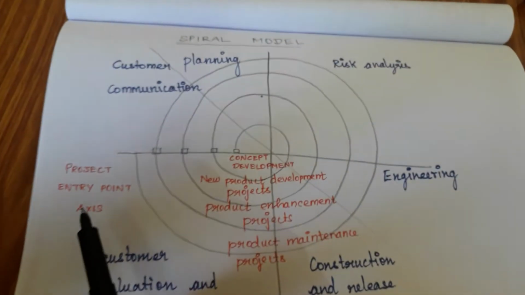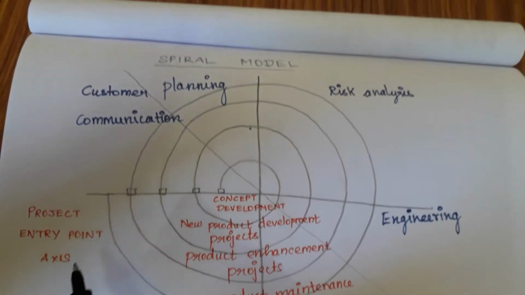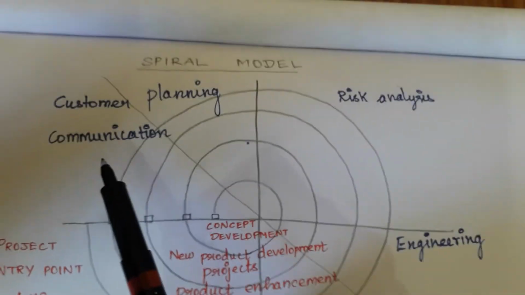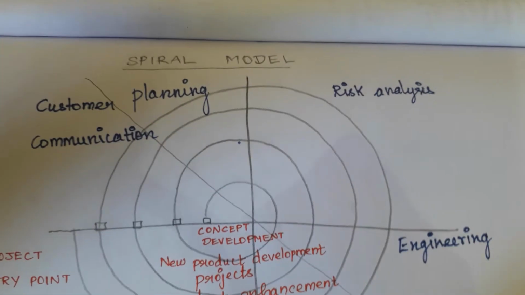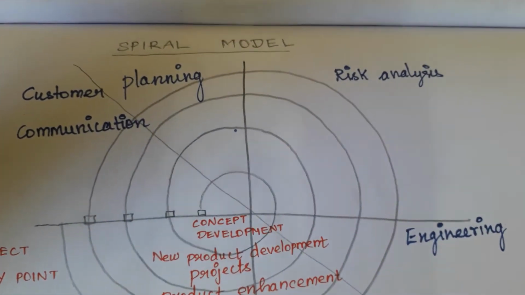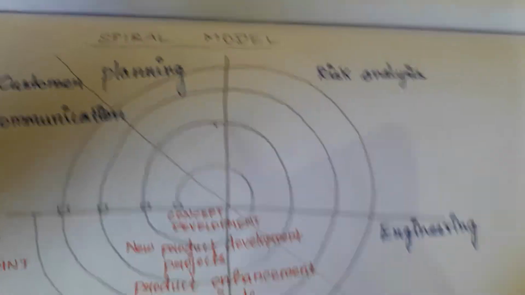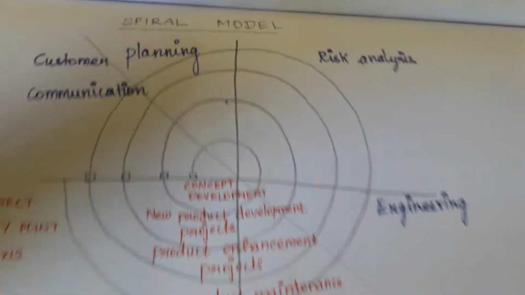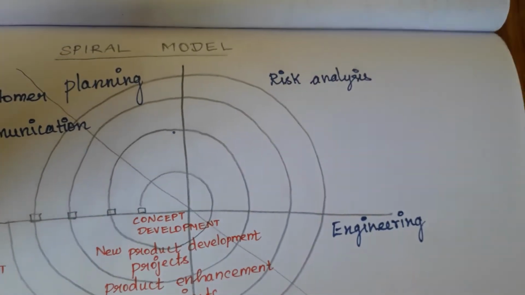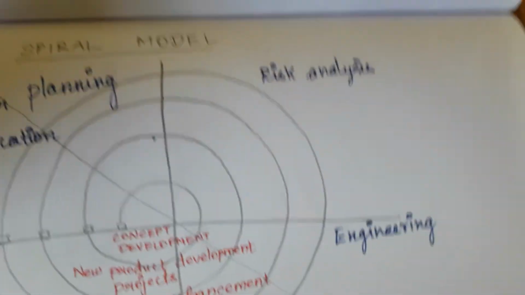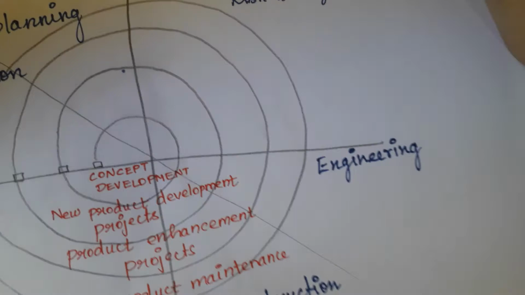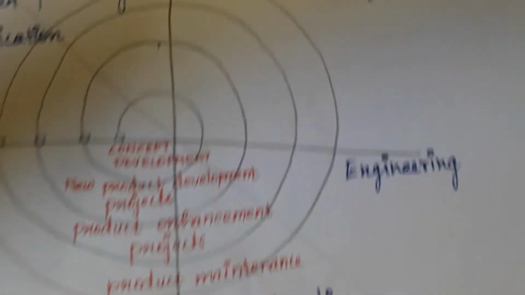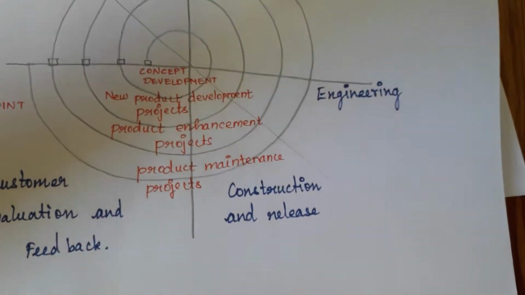First, at the entry, this is the project entry point axis. The first task region is customer communication. In this, the customer will communicate with the respective engineers about the project. And next is planning. Regarding that customer communication, they will plan. At planning, all activities are carried out in order to define resources, timeline, and other project related activities.